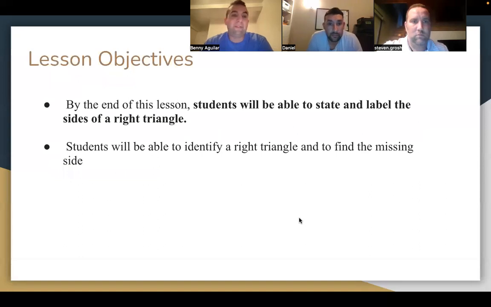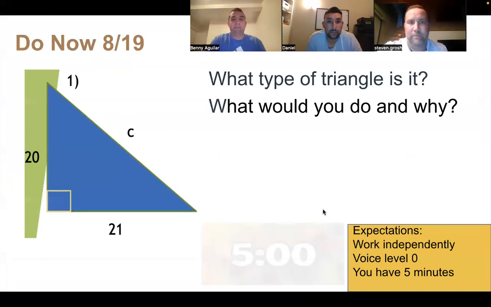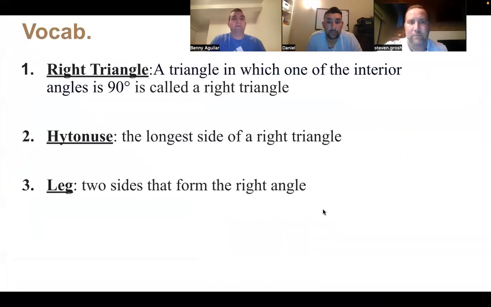Steven, go ahead and read the first dot for me for the lesson goals. For the lesson objectives, objective number 1 will be by the end of this lesson, students will be able to state and label the sides of a right triangle. Objective number 2 will be students will be able to identify a right triangle and to find the missing side. All right, thank you. We're gonna skip the do now, and we're gonna go with our vocab today.